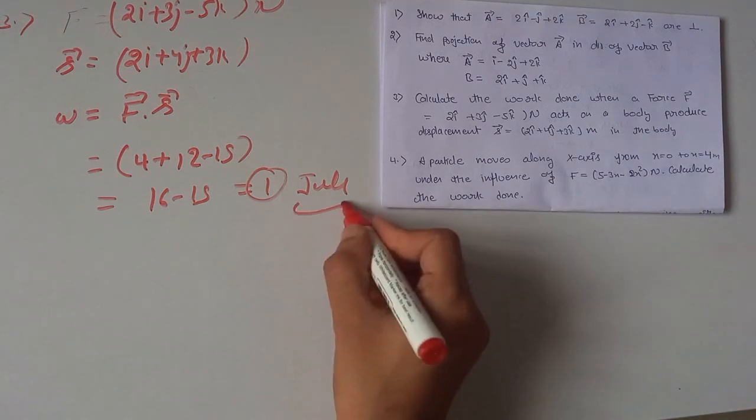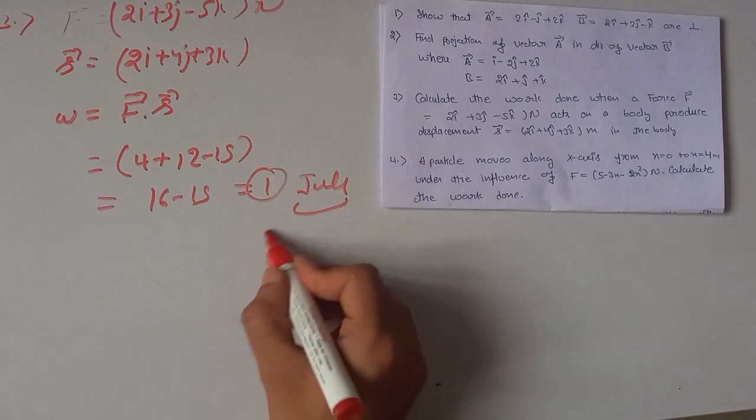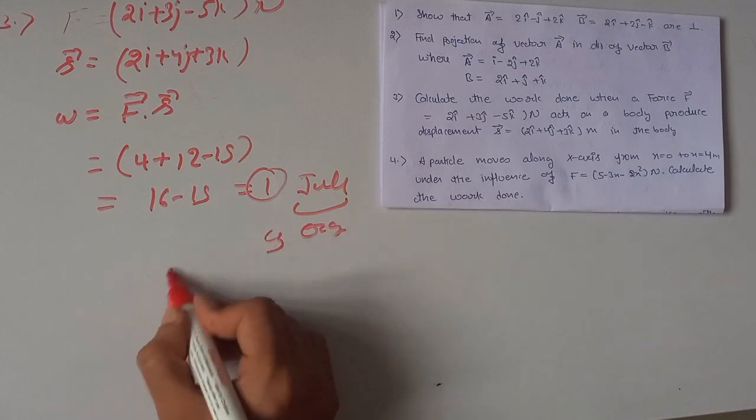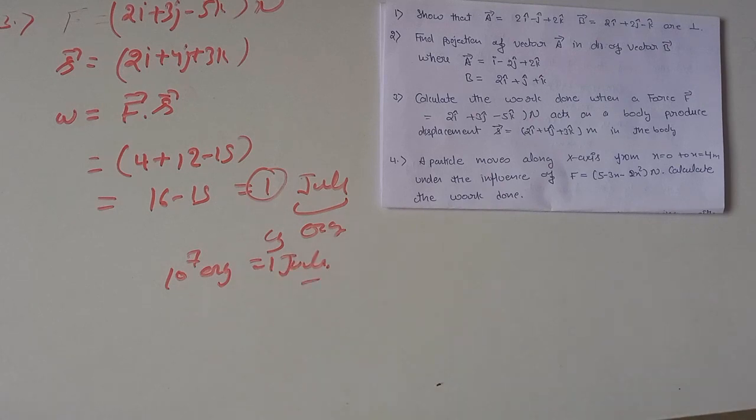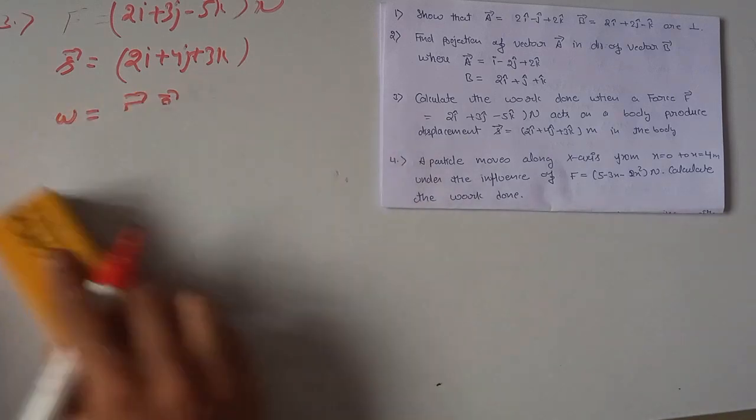We know that the unit of work in the SI system is joule and in the CGS system it is erg, and we know that 10 raised to power 7 erg is equal to 1 joule. I hope all these numericals are clear to you. Now our next, fourth numerical.